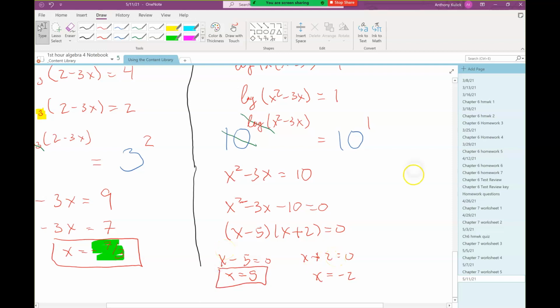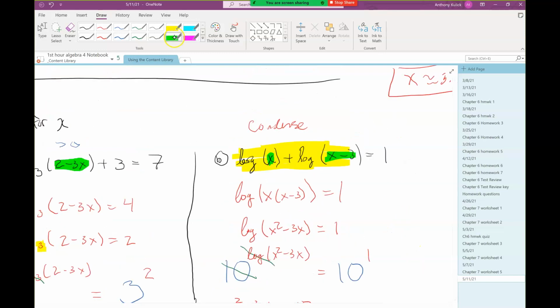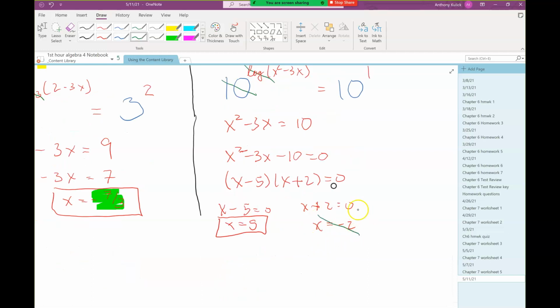Next I'm going to do negative 2. So if I plug negative 2 in for x, in the first log I get negative 2. Uh-oh! That's not positive, right? So does it matter what happens in the other one? Nope. Just going to cross it out. It's extraneous. I don't care. Everybody okay there?